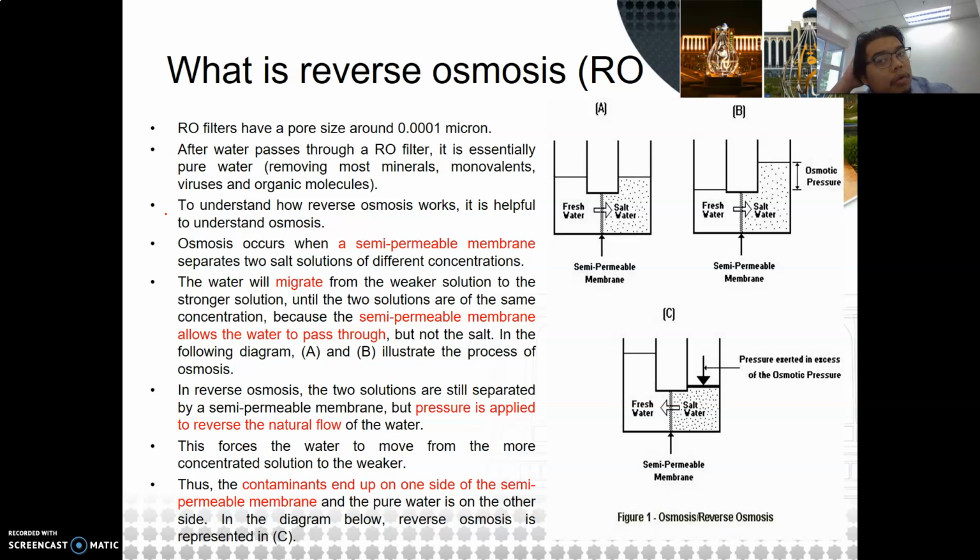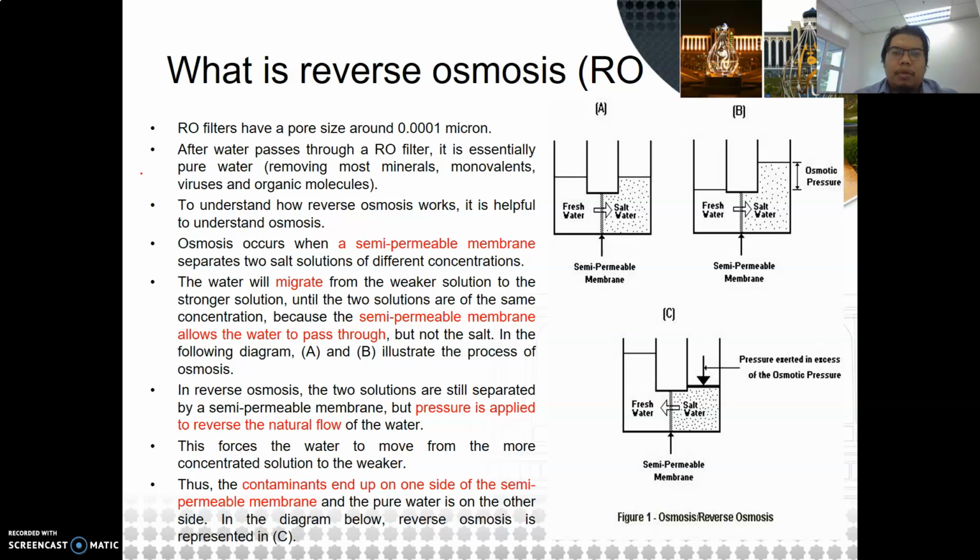If we go to reverse osmosis, the pore size of the reverse osmosis membrane is about 0.0001 micron. It's very small, so that's why it can permeate only the water.